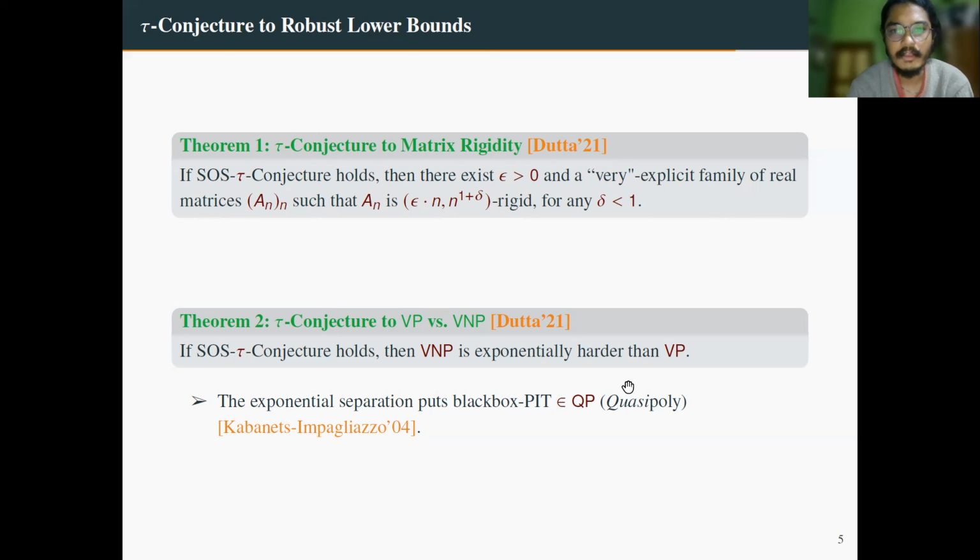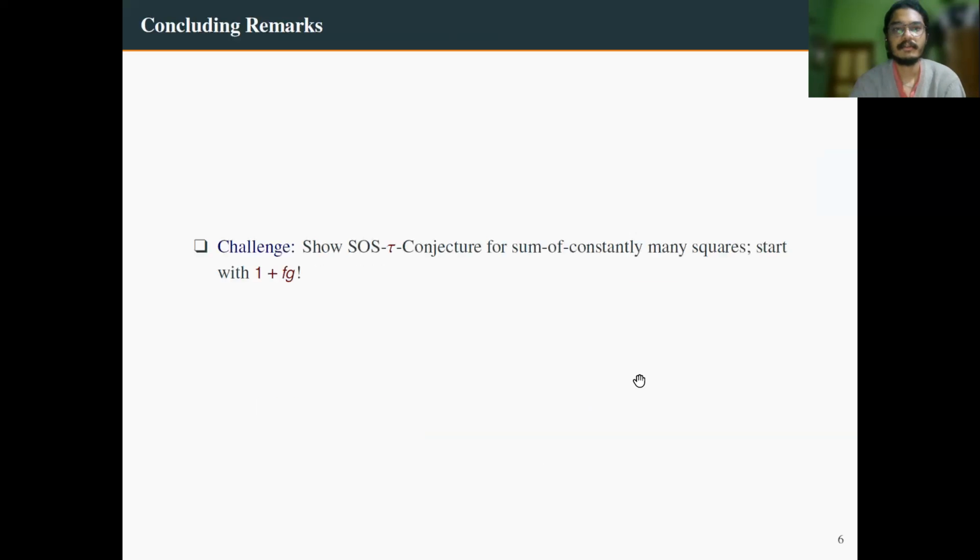So we'll conclude. We prove the SOS tau conjecture for sum of constantly many squares. In particular, starting with 1 plus fg that I already stated.